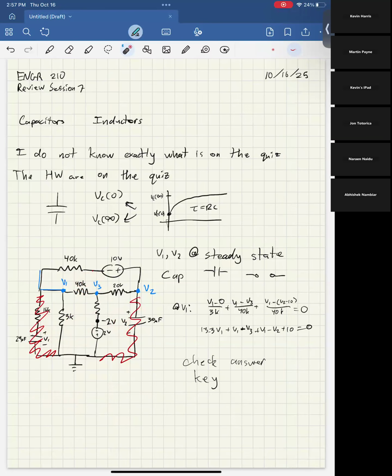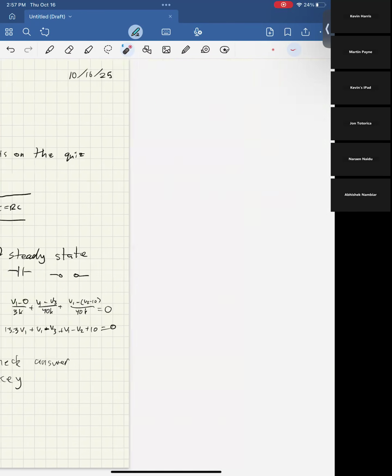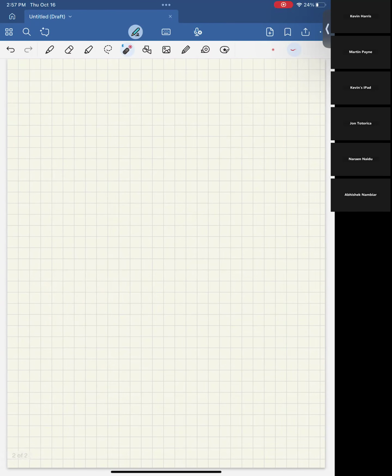The answers posted on Canvas, I think... wait, actually, do they post the answers on Canvas? I don't know if that's just me that can see that. Let me check this. Quiz. Oh yeah, they do. Okay. The answers posted on Canvas have it done with both mesh current and node voltage. So look at that. But I just wanted to show the setup, because after that, most people know what to do. And now we'll just get on to capacitor questions.